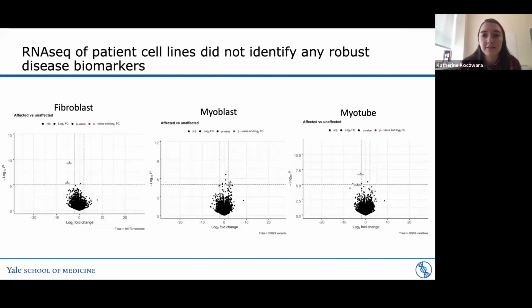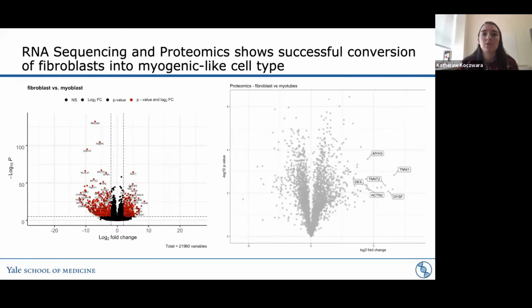And what you can see from these plots, looking at the fibroblasts, the myoblasts, or differentiated myotubes of the affected samples versus the unaffected samples, is we weren't seeing any consistent, strong upregulation of any genes at the RNA level. So we weren't able to identify any disease biomarkers from this study.